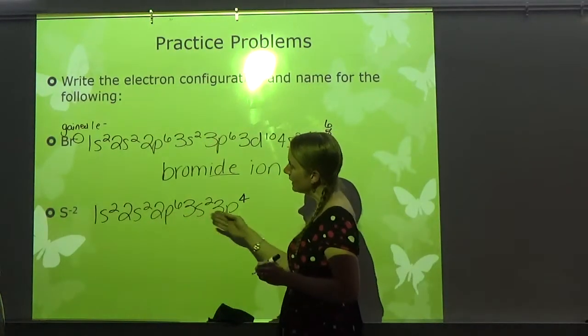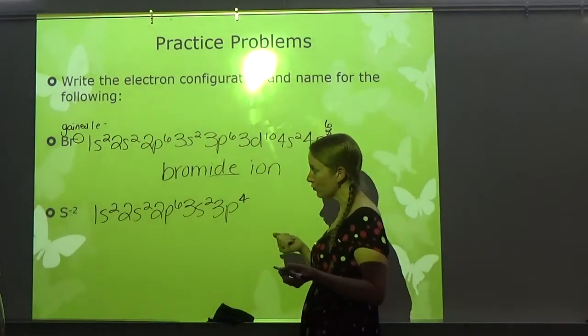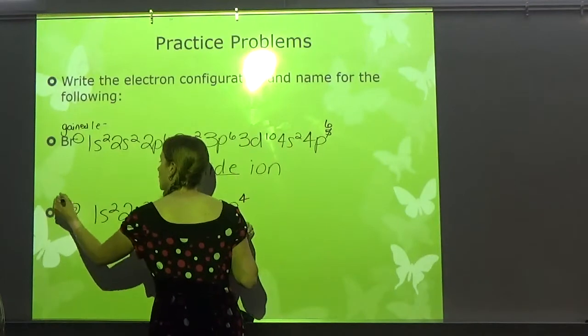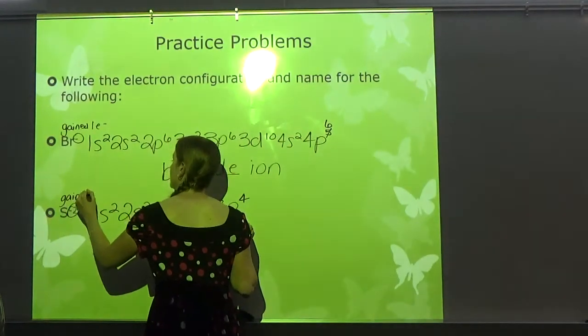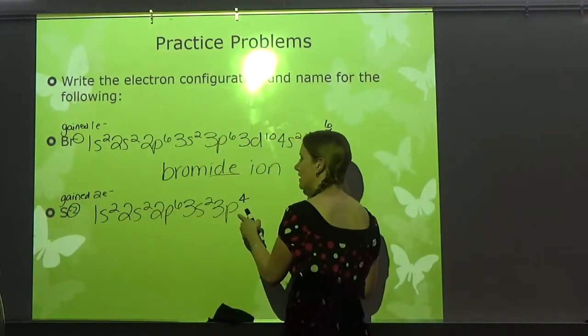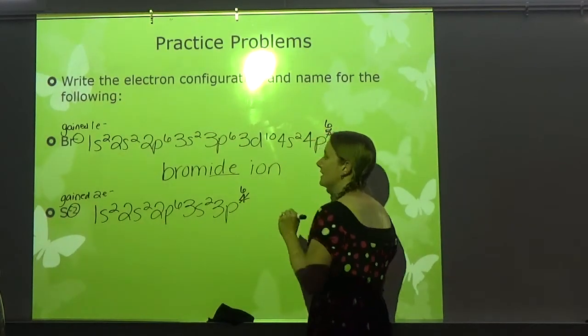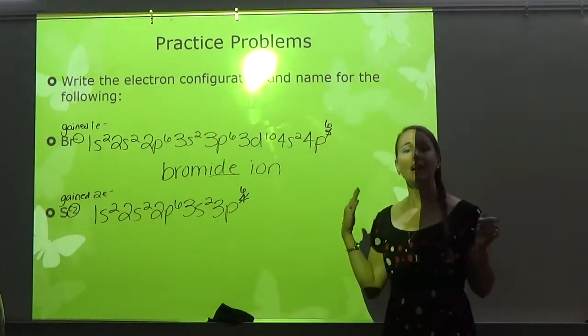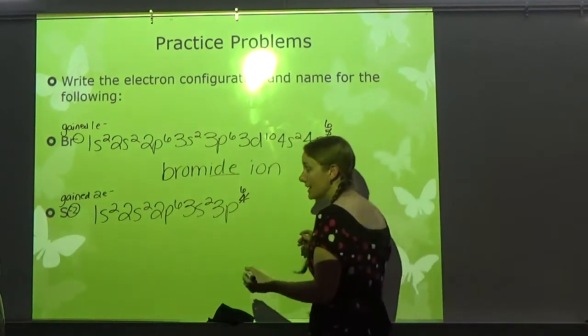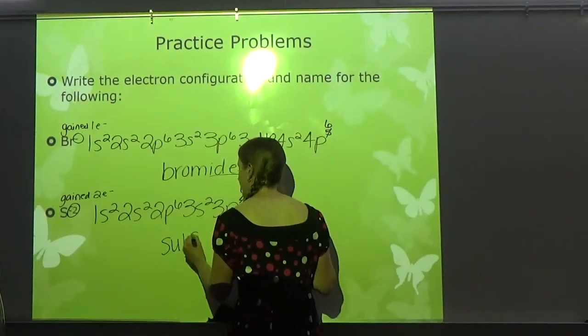I don't have to rearrange because I didn't make it to where they go out of order yet. So a -2 charge means it gained 2 electrons. So instead of ending in 3p4, it's going to end in 3p6. Now, it's a negative ion, so instead of calling it sulfur, I'm going to call it sulfide.